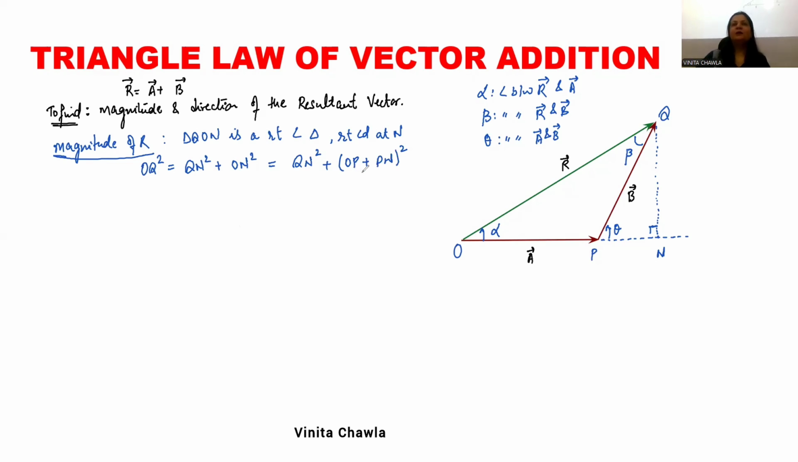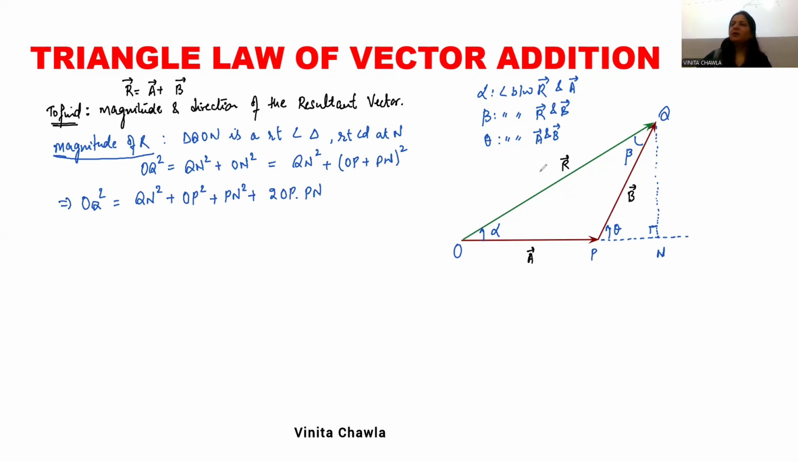Now apply the identity here, (A plus B) square. So this implies OQ square is equal to QN square plus (A plus B) square, which is A square, OP square, plus B square, PN square, plus 2AB, 2OP into PN. Clear?